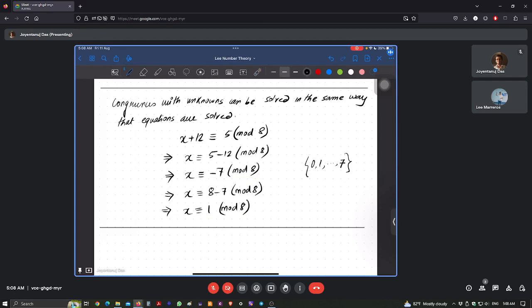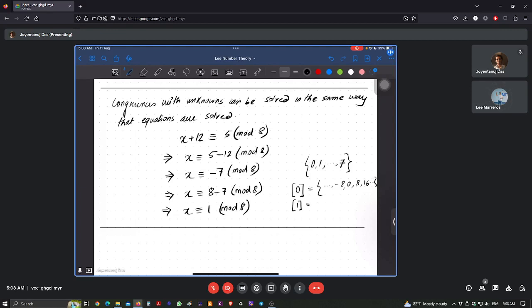So this is the set of remainders, but individually this is also a class. If I see the whole integers, 0 represents all the things that are multiples of 8. So it will come from minus 8, 0, 8, 16, everything will come, right? Everything is nothing but 0 mod 8.